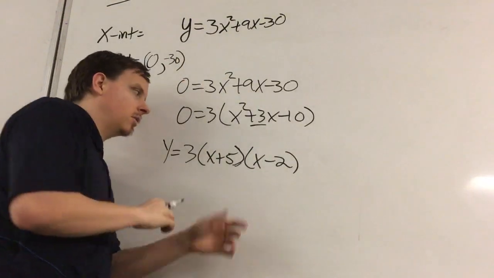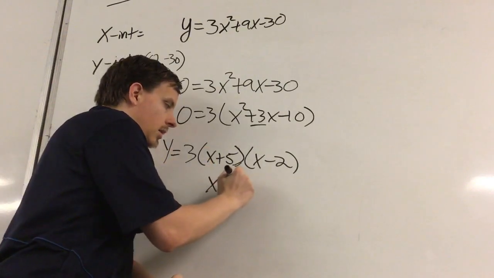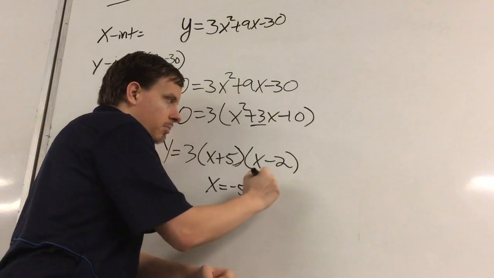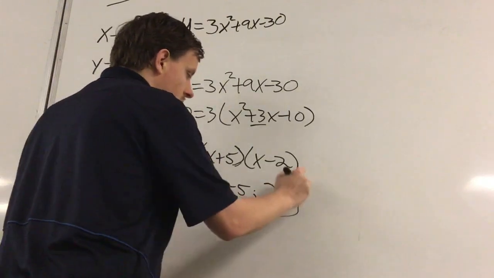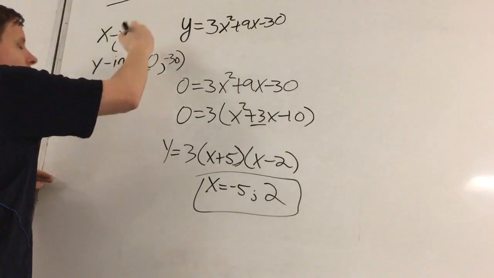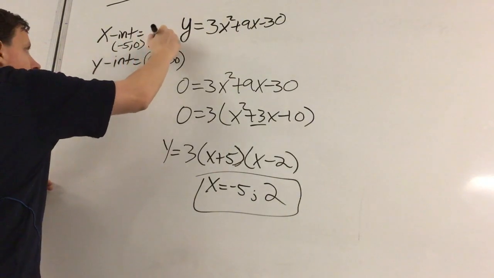Then to find our zeros, we ask ourselves, when does this equal 0? When x is negative 5. And when does this equal 0? When x is positive 2. And 3 is never going to be 0. So those are my two x-intercepts. To write them as points, I would write negative 5, 0, and 2, 0.